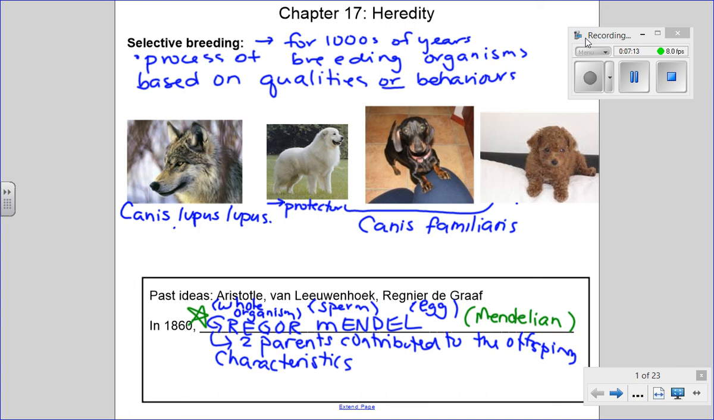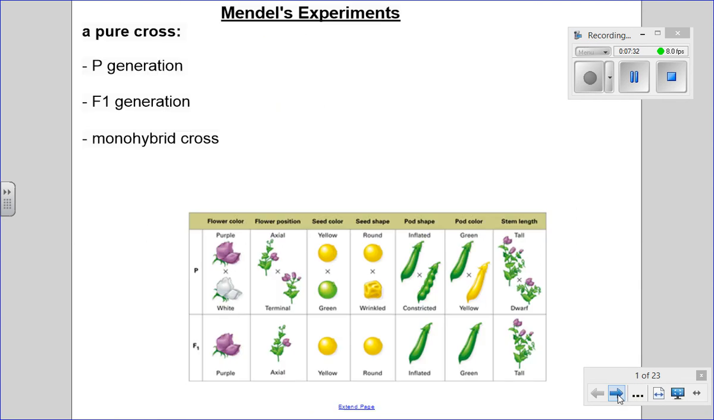We will talk about the experiments that he did. And so it would be legitimate and perfectly fair for me or the diploma exam to ask you specifically about Mendel and what he did, because his experiment is sort of the basis of this whole entire section that we're doing. So what did he do?